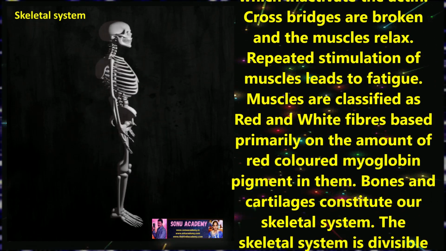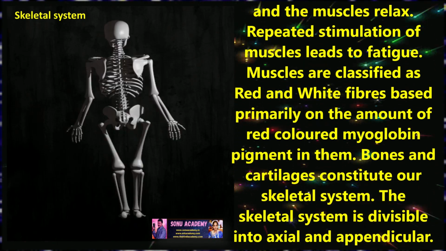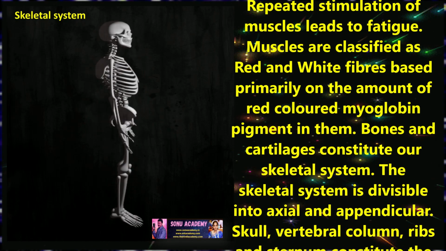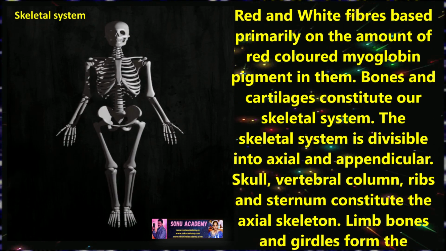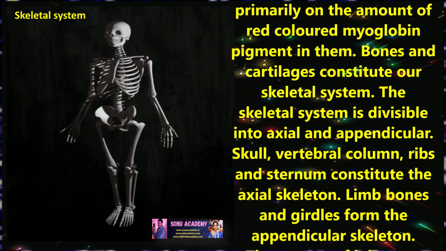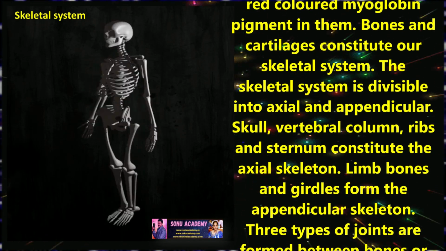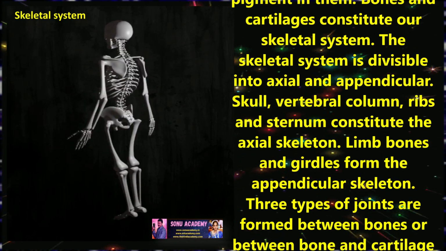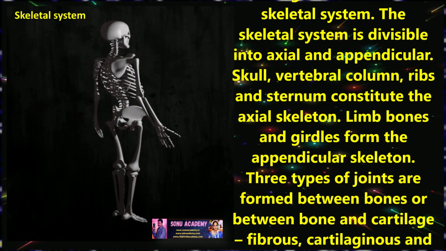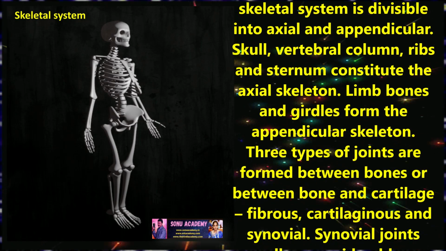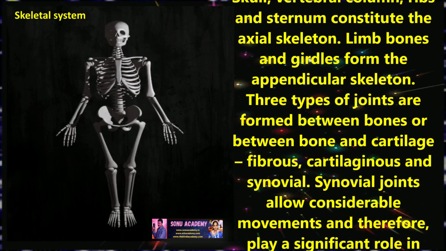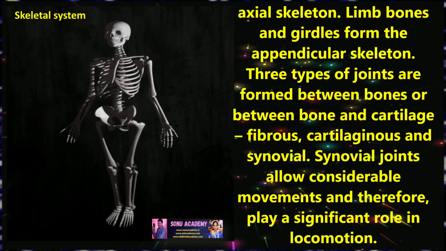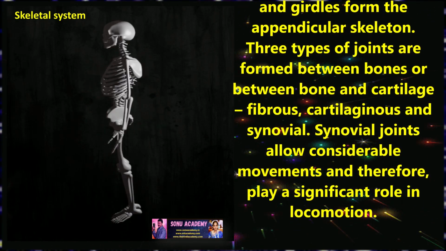The repeated stimulation of muscles leads to fatigue. Muscles are classified as red and white fibers based primarily on the amount of red colored myoglobin pigment in them. Bones and cartilage constitute the skeletal system. The skeletal system is divisible into axial and appendicular. The skull, vertebral column, ribs and sternum constitute the axial skeleton. The limb bones and girdles form the appendicular skeleton.